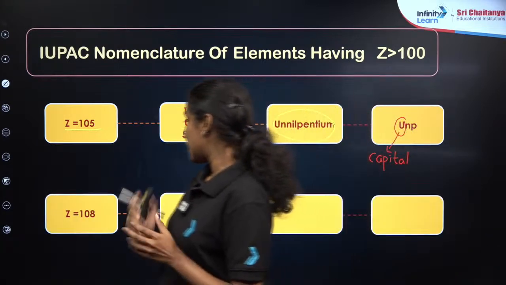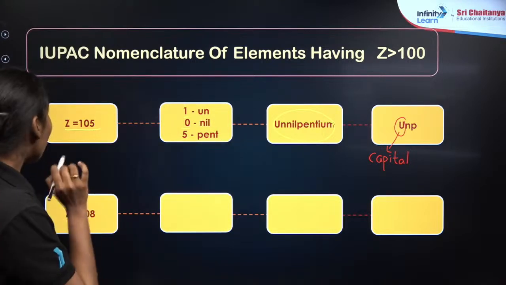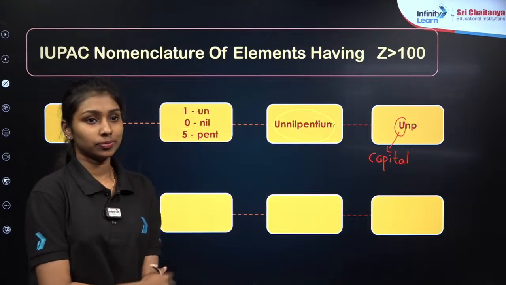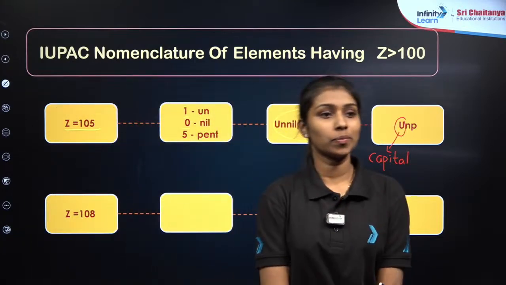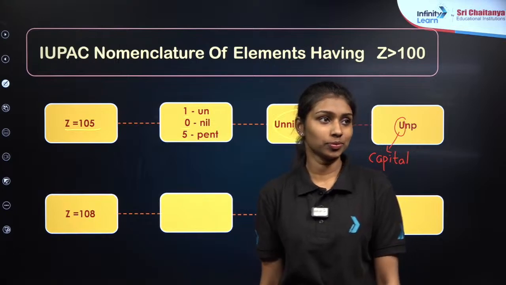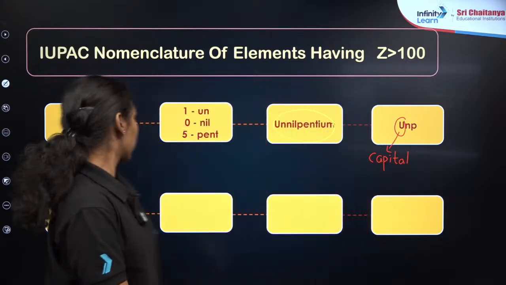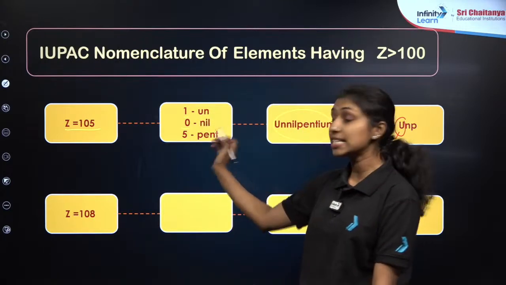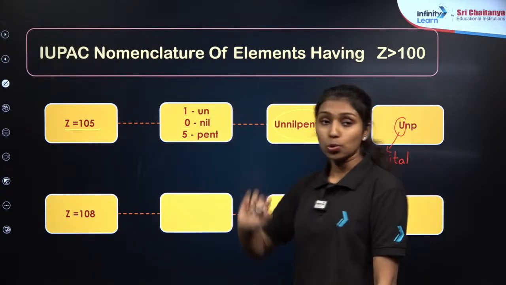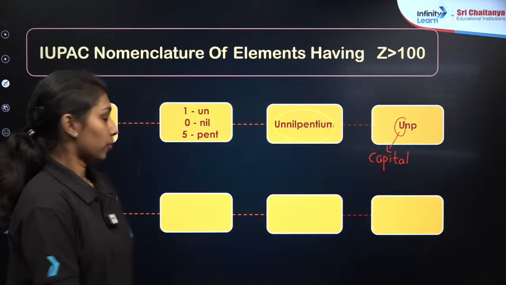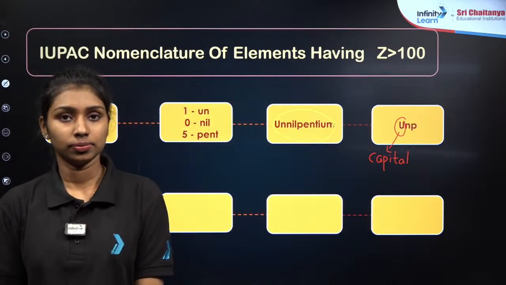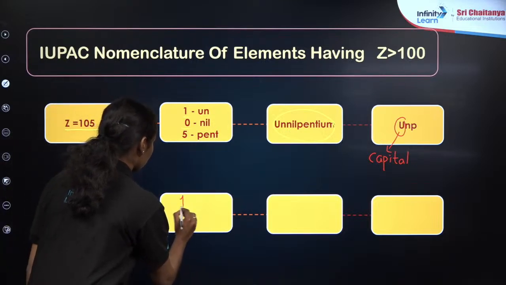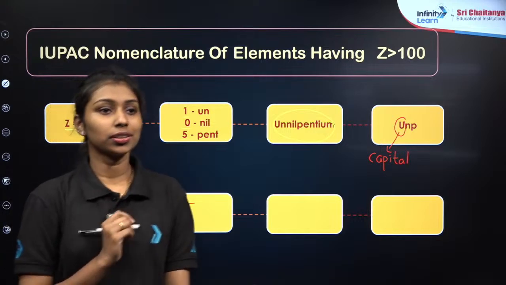Now I am giving the next atomic number. You should predict what will be their IUPAC nomenclature as well as the symbol. Give me the answer. The atomic number is 108. First you have to find the corresponding digits as well as their root names. What will be the root name here? For 1, what will be the root name?